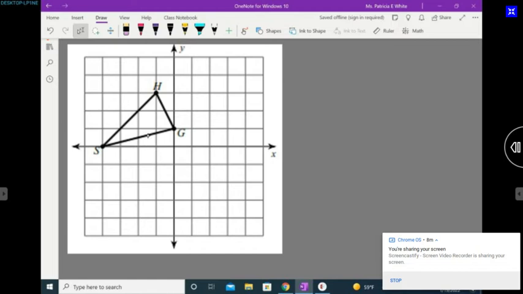All right. I want you to write your three coordinates down. You're doing the one right next to it now. What's H? Negative 1 and 3. All right, what is G? 0, 1. And what is S? 4, 0, 4. All right, apply your rule for 180 and get me H prime, G prime, S prime.